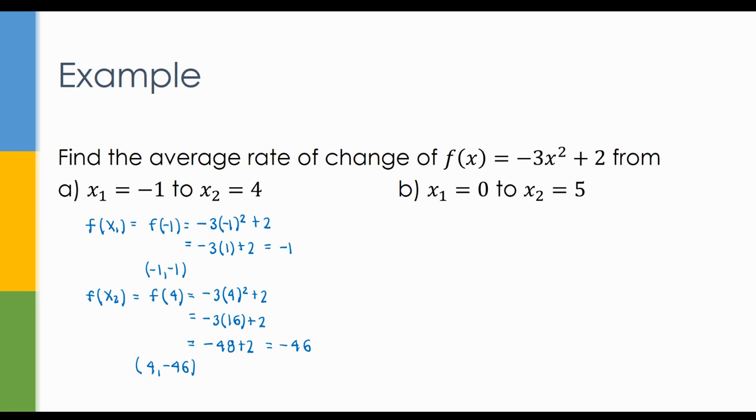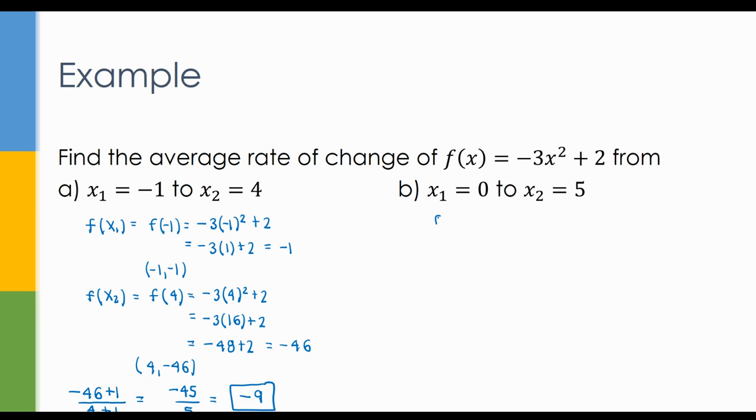So now that I have those 2 ordered pairs, I'm just going to calculate the slope. So we've got negative 46 minus 1 all over 4 minus a negative 1, so that'll be positive. And then 4 minus negative 1, so 4 plus 1. So negative 46 plus 1 is negative 45. 4 plus 1 is 5. And notice that this then will simplify into negative 9.